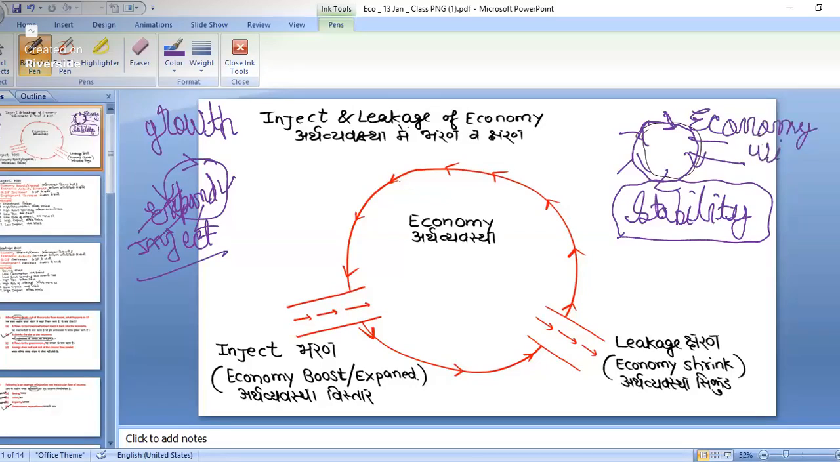We can take a balloon as an example. If we fill air in this balloon, it will grow in size. Now suppose you put a pin and make a hole. All the air will leak out, and there will be shrinkage. The same thing can be explained with injection and leakage of economy.